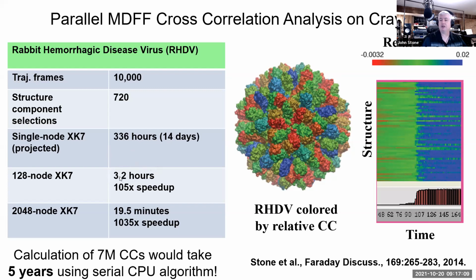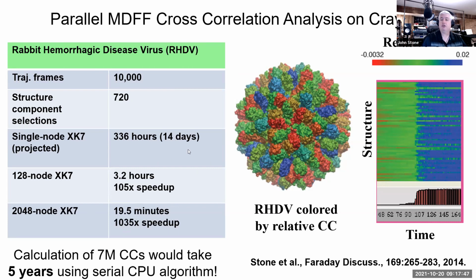So by doing this calculation in parallel and decomposing this problem space, both in terms of trajectory frames and the different atom selections on the virus capsid, we can do that calculation on 128 nodes in only 3 hours. So that's a factor of 105 speed up over the single GPU node. And if we run on 2000 nodes, we can bring that time down to 19 minutes. And so that's about a 1,000-fold speed up. That's about a 50% scaling efficiency, which is pretty good for a huge number of nodes. So that's a very impressive achievement.